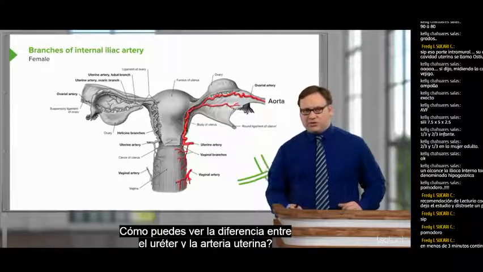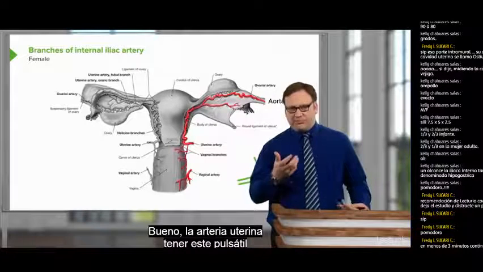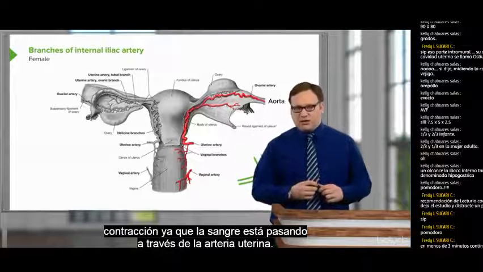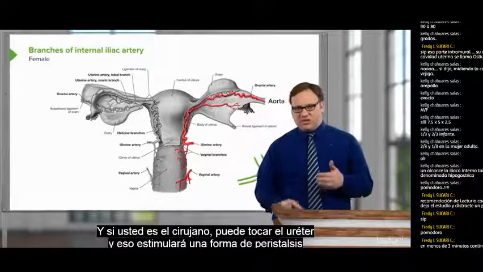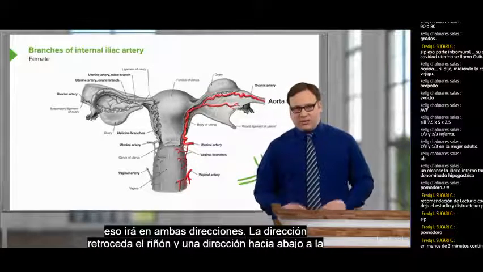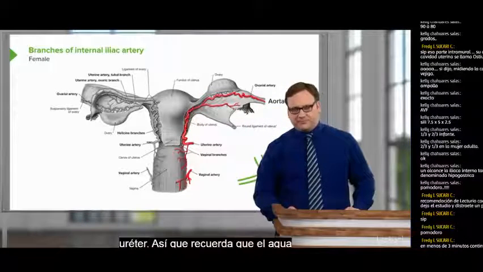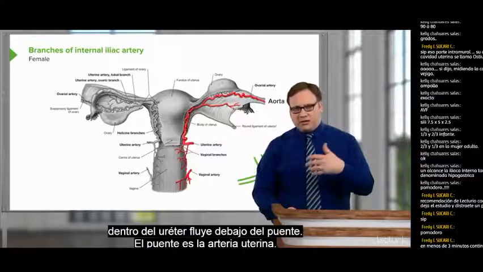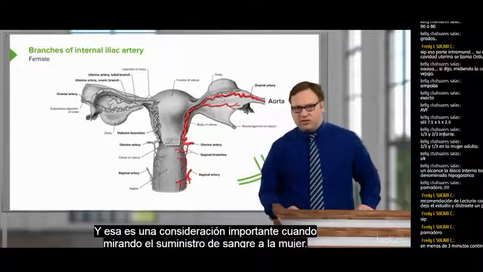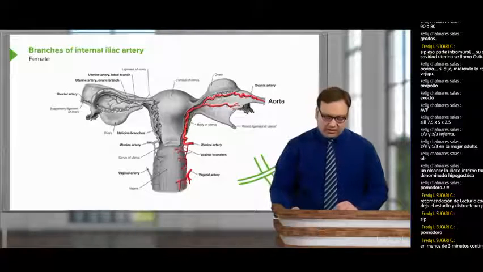How can you tell the difference between the ureter and the uterine artery? Well, the uterine artery will have this pulsatile contraction as the blood is passing through it. And if you're the surgeon, you can just tap the ureter, and that will stimulate a wave of peristalsis that will go in both directions, back up to the kidney and down to the bladder. So remember that the water within the ureter flows under the bridge, being the uterine artery. And that's an important consideration when looking at the blood supply to the female.